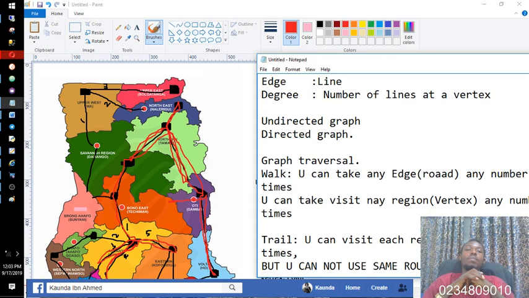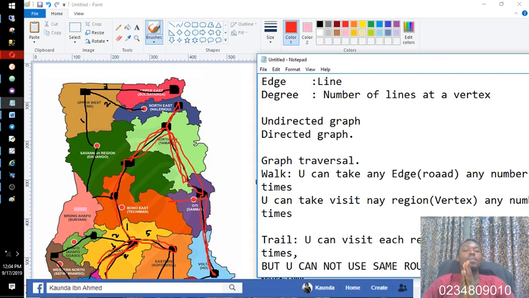This is very important. Walk: you can visit any region any number of times, and you can take any road any number of times. Remember, the road is the edge, and the regions are the vertices. So for a walk, you can visit any vertex any number of times, and you can walk on any of the edges any number of times. For a trail, you can visit any vertex, any region, any number of times, but don't take a road twice.